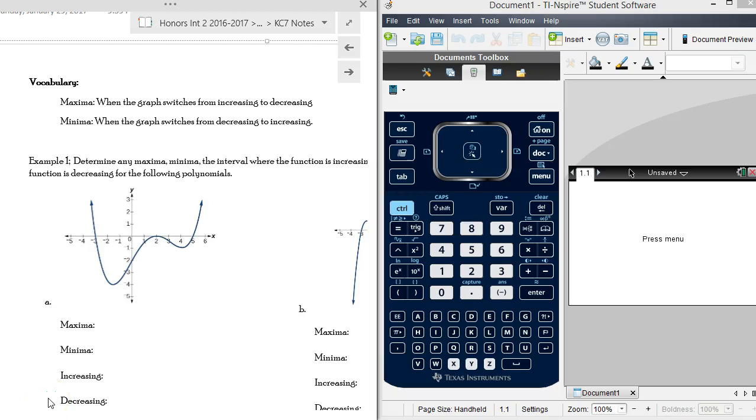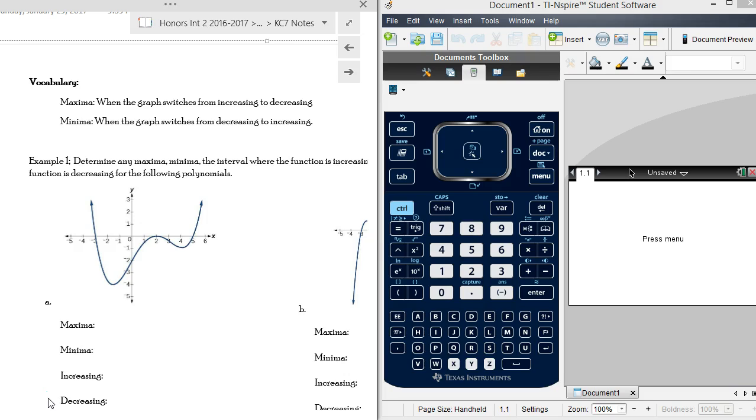Hey guys, today we're going to look at 7A Part 2, still looking at properties of polynomials. Yesterday we looked at the end behavior and the domain and range of polynomials. Today we're going to look at where polynomials have what we call a maxima and a minima.